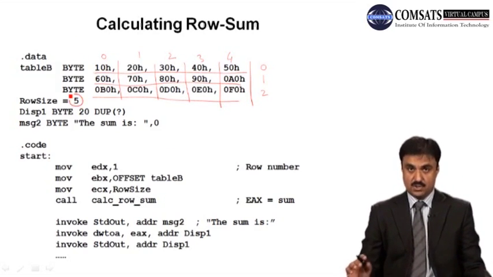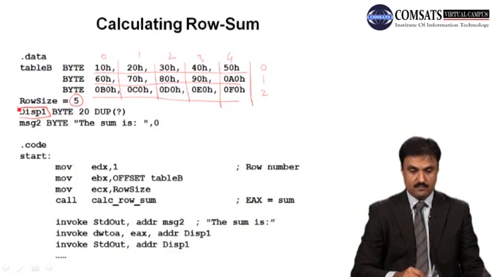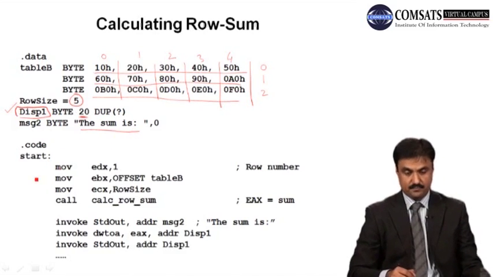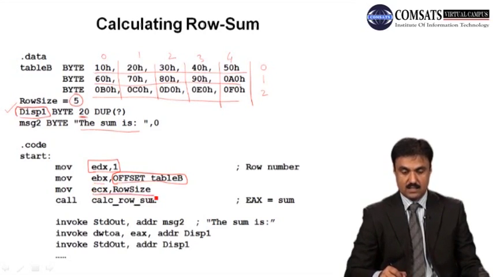Definitely this must show the number of bytes occupied by a single row. Here is disp1, which is a variable. This variable is 20 bytes, and this will show the sum of all the rows. So this is the message that will be printed out. Here what we are going to do: EDI is the row number, EBX is the offset of the table, so this is the starting address, and ECX is the row size.